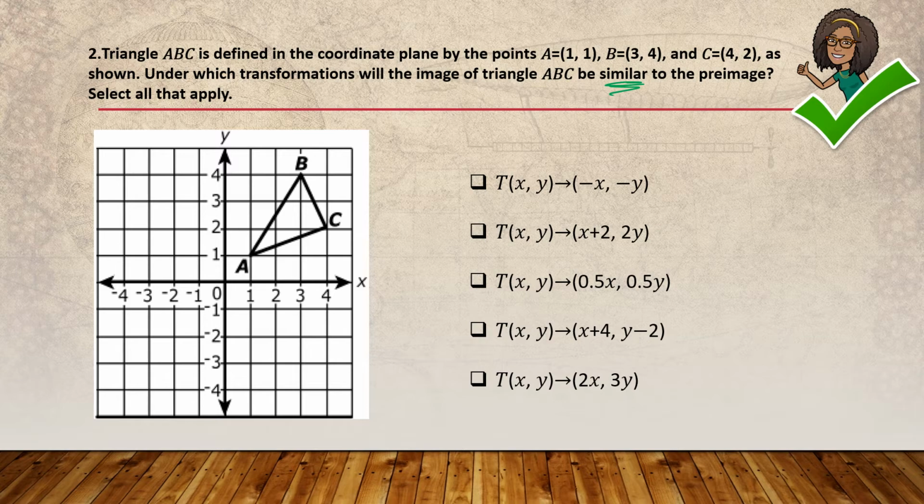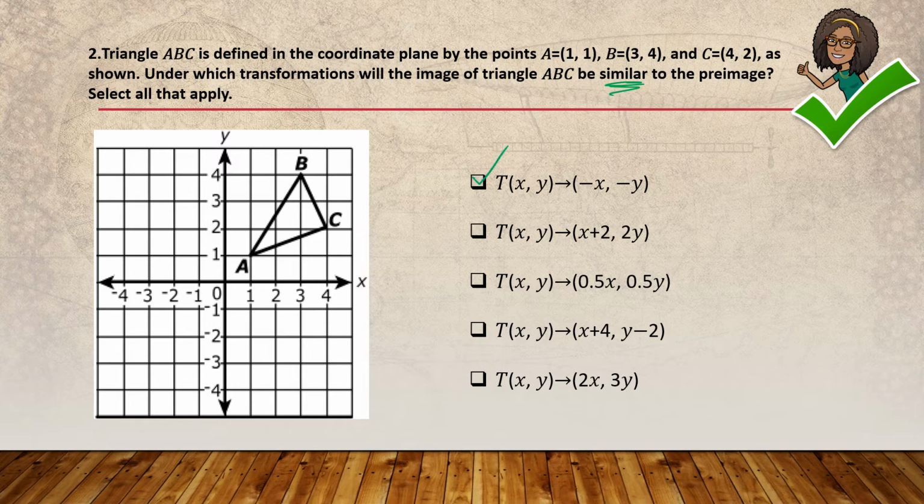Remember, similar transformations include translations, reflections, rotations, and dilations. So rotations, reflections, translations, and a dilation are all considered similar transformations. So all we're looking for is to make sure that our figure is undergoing some type of rigid transformation, or a sequence of transformations that includes a dilation that has a scale factor for both the x and y coordinate. So the first one looks like a rotation of 180 degrees.